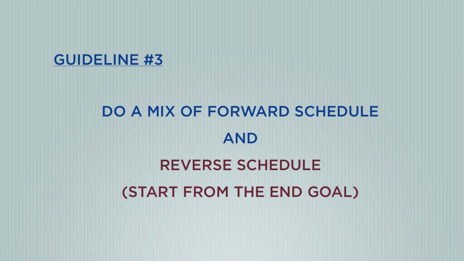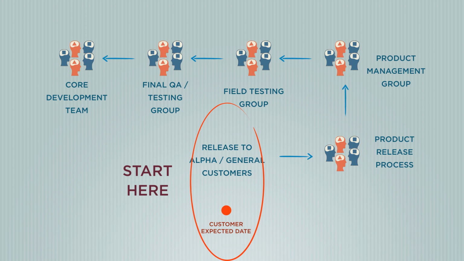What I call a mix of both forward schedule and reverse schedule. And what I mean by reverse schedule: forward schedule is the normal schedule that we all used to use, line up all the tasks and see when you will get the final deliverable. The reverse schedule, what I'm talking about, is you start from the end goal. And I'm showing the chart here. If you start from the end goal and say, look, customer expected date is this, and so now how long it takes to do the product release process, back up from there.